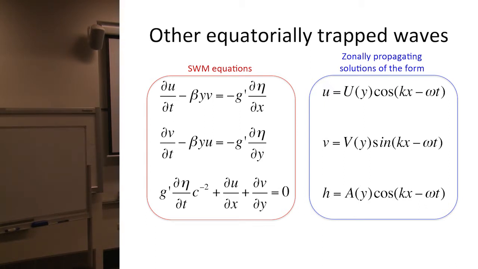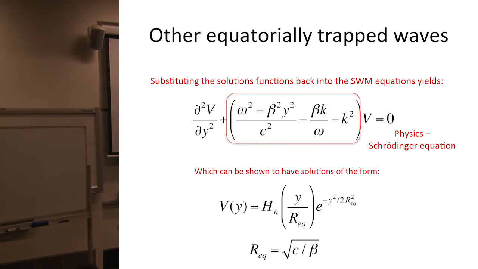Okay. So going back to the shallow water model equations, as they were presented before, we're basically going to look for zonally propagating solutions of this form. And with a lot of hand waving and magic, I can plug these solutions into those equations, and then I can come up with this. That's all you need to worry about, okay? So this is a solution for the equation V, and it's putting it in terms of wave number and frequency of the waves.